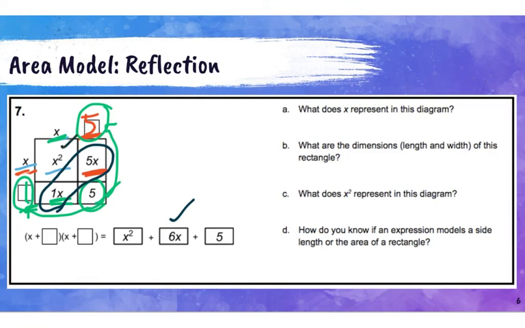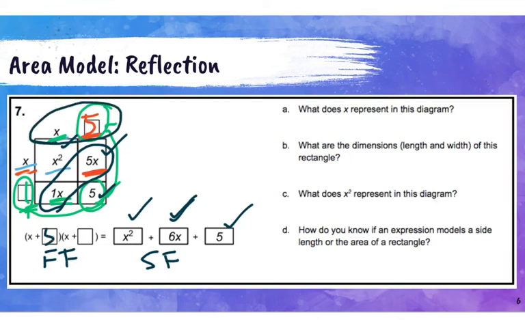So I've got x squared. I've got 5x plus 1x is 6x. And 5 is here. Now I've just got to fill in my factored form. So remember, this is standard form. So on the top, I have x plus 5. And on the side, I have x plus 1. All right, so I got my factored form and my standard form. Let's see what they want. What does the x represent in this diagram? Well, the x, as you can see, is outside. So it is a side length.